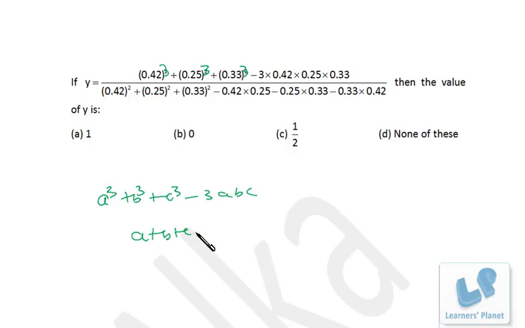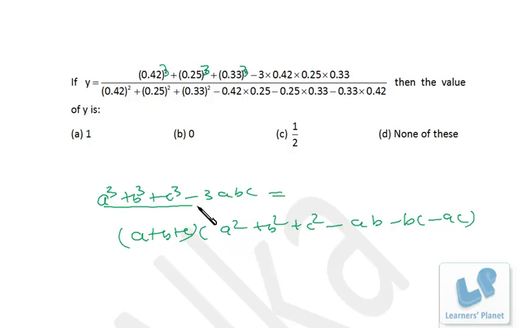A plus b plus c, a square plus b square plus c square minus ab minus bc minus ac. This is the expansion, but you don't have to write it in your examination. That you must be knowing, right? So a cube plus b cube plus c cube minus 3abc is this. So if this expression is divided by this, you'll be getting a plus b plus c. That's it, right? So if you know this identity, this problem is the matter of seconds only, right?